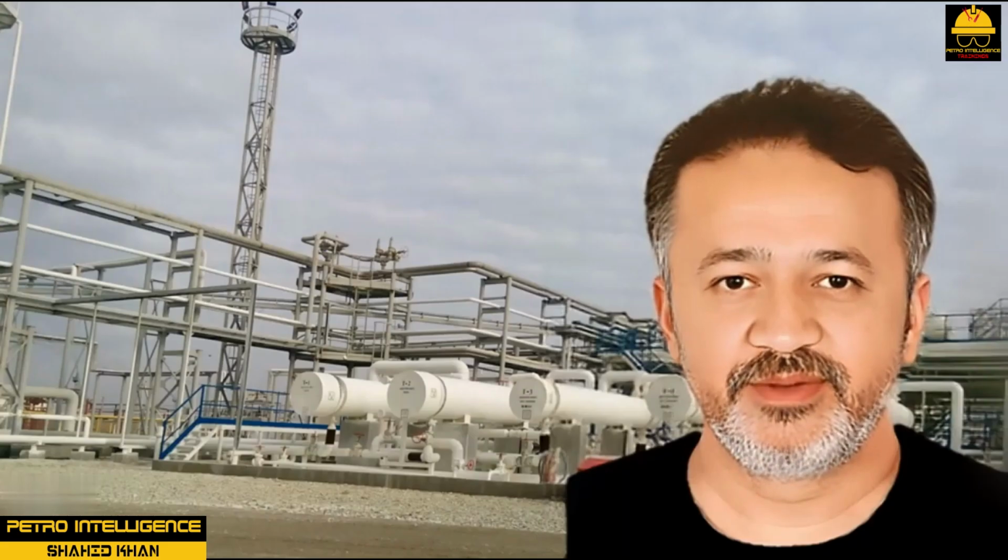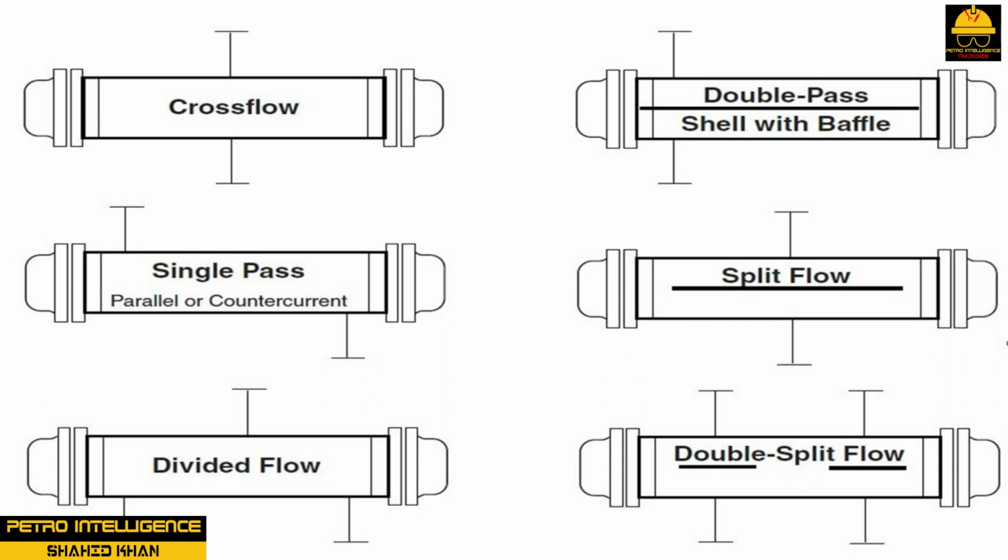Shell. The shell can be classified as single pass, double pass, split flow, double split flow, divided flow, kettle, or cross flow as shown in picture. The shell is designed to operate at a specific temperature and pressure, which are clearly marked on the manufacturer's code stamp plate. Process technicians can determine the type of shell flow by the positions of the inlet and outlet ports.